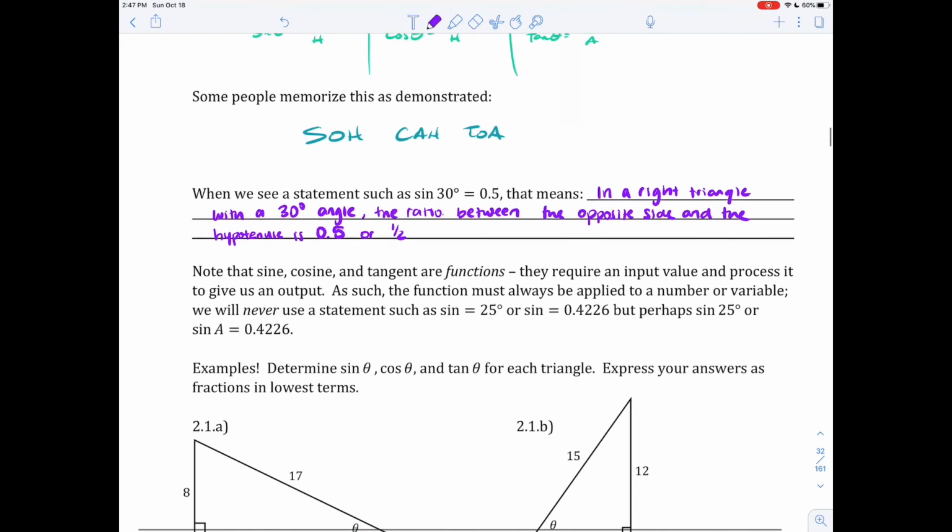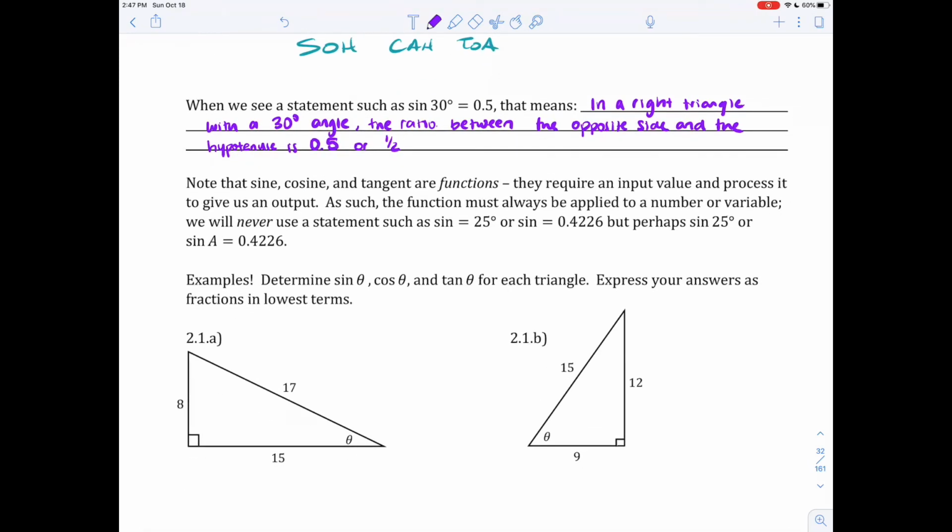All right, so we're going to take a look at these last two examples, but before we do, there's a couple of big no-nos that I want to draw your attention to.